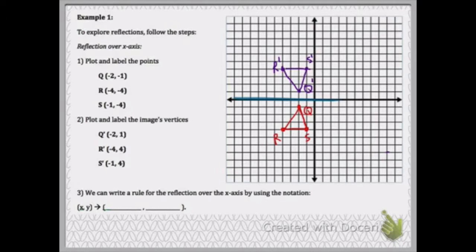Now our goal is to write a rule for reflection over the x-axis. So we want to look at the ordered pairs and compare them. What happened to the original x and y in point Q when it turned into the image of Q reflected over the x-axis?